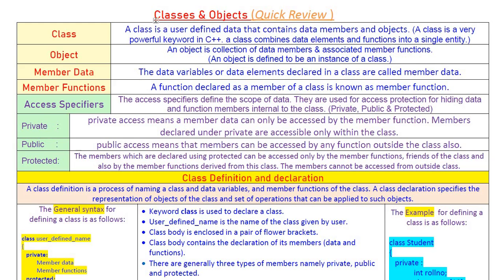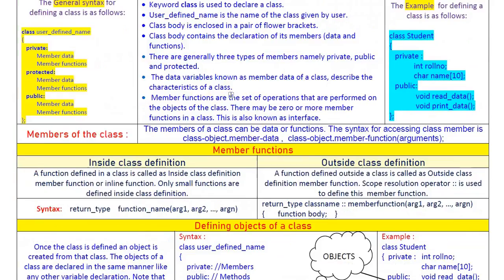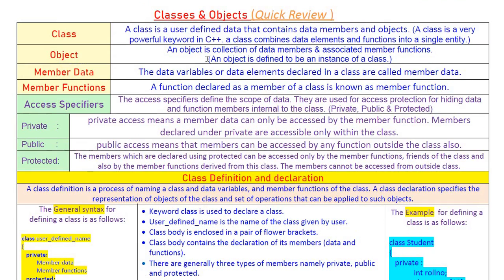Students, in this class we will revise chapter number 7, classes and objects. In last classes we have already studied this chapter. We have studied about class, object, member functions, and we have written example programs on class and objects. So in this class I will revise this chapter with the help of these notes.